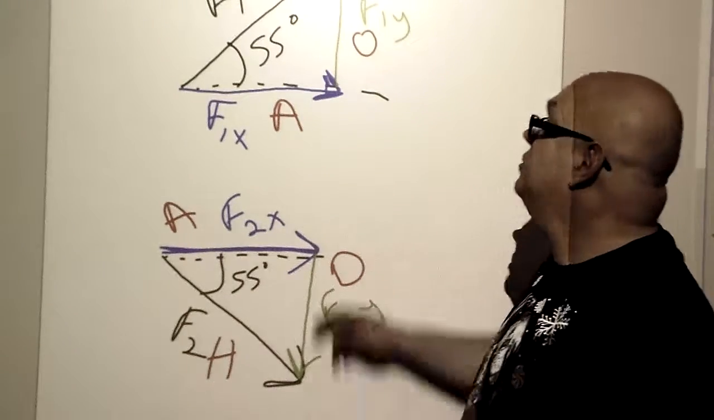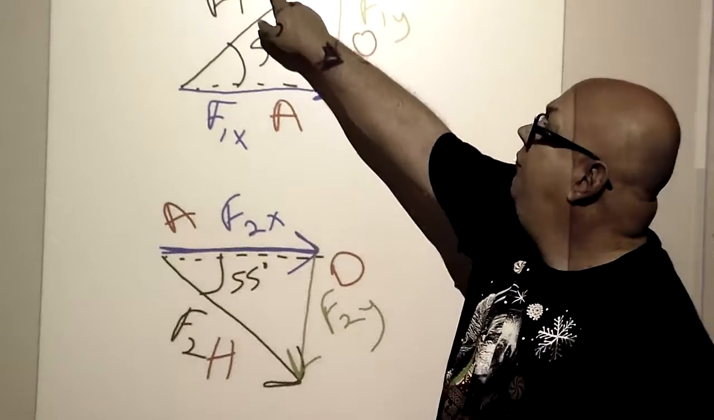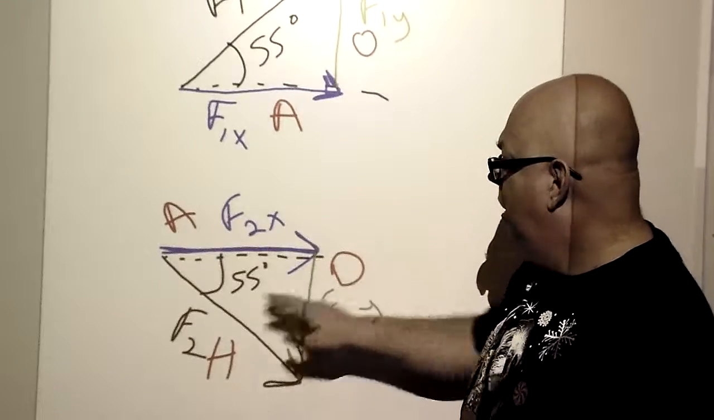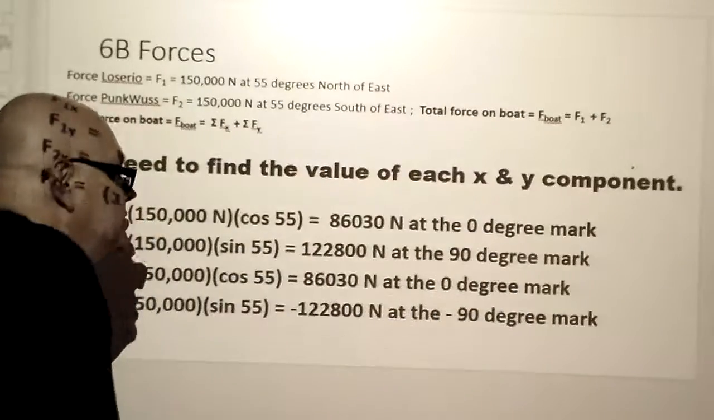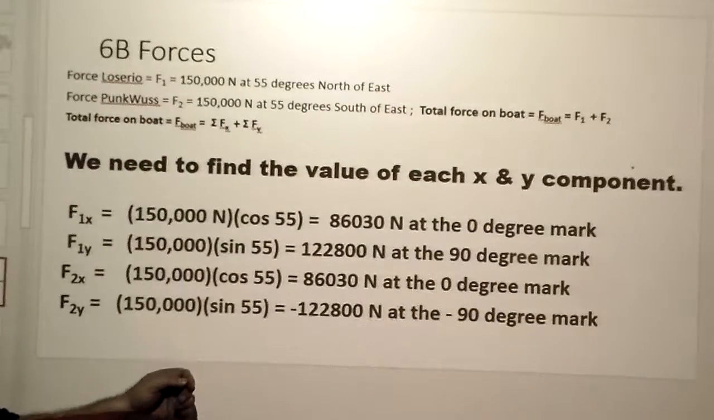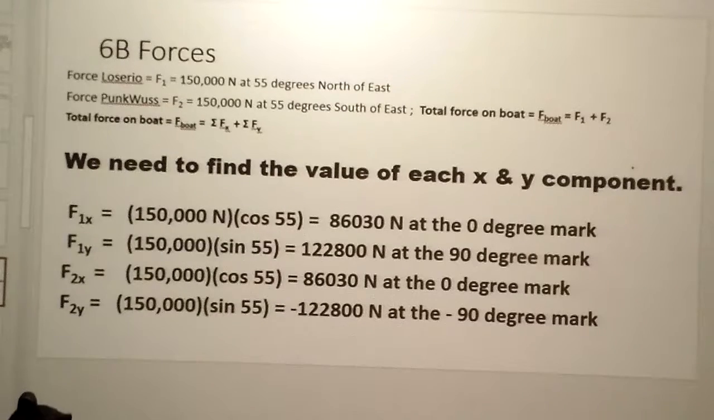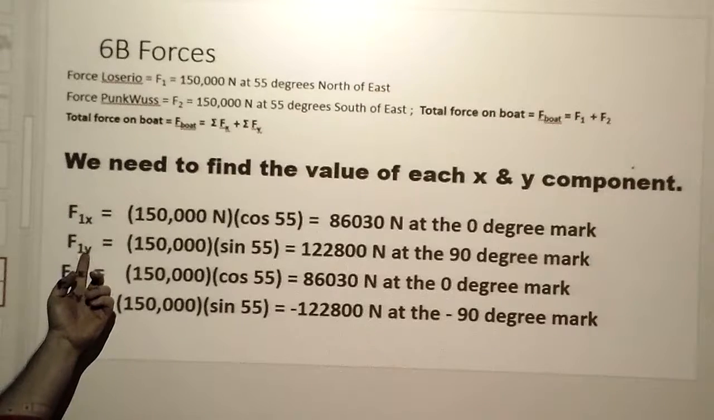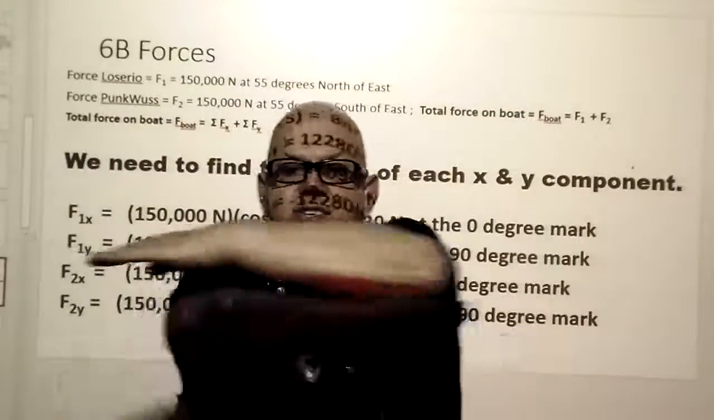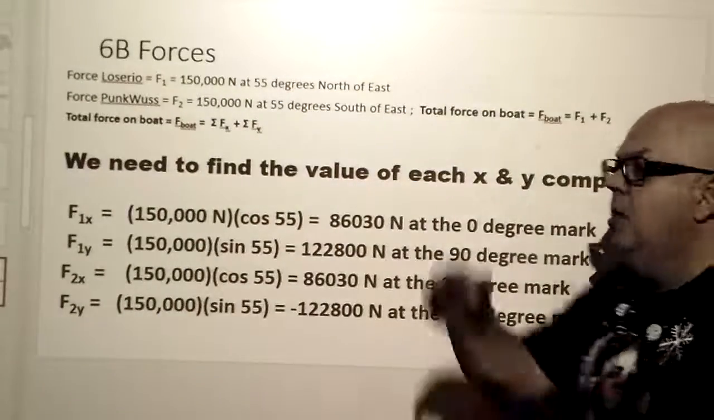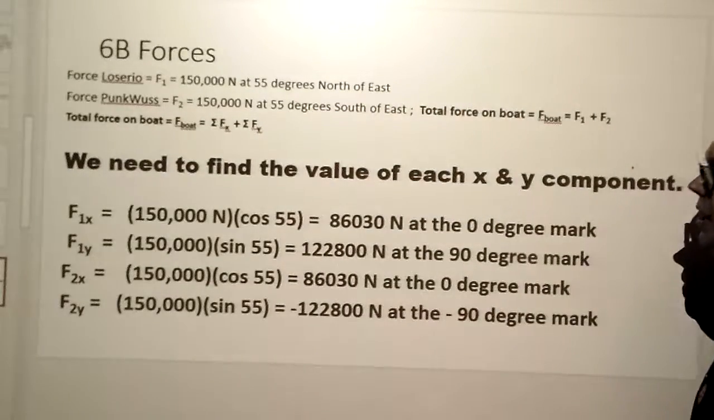When we look at the y, it's going to be sine, opposite over the hypotenuse, for both. So now this is why I've got all this. Here I've got 150,000 times cosine of 55, which gets us 86,030 newtons at the 0-degree mark. That's our F1 in the x. F1 in the y is 122,800. So our F1 in the x is this way, that's 86,000, and our F1 in the y, this way, is 122,800.